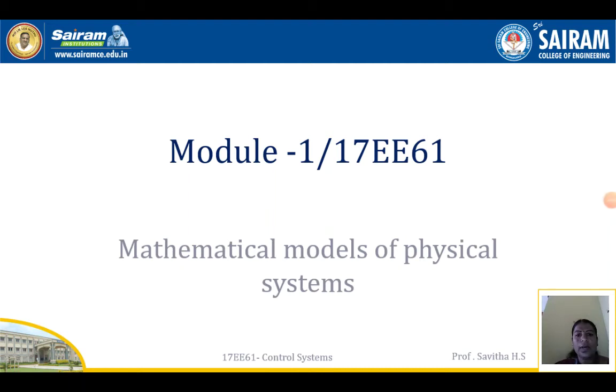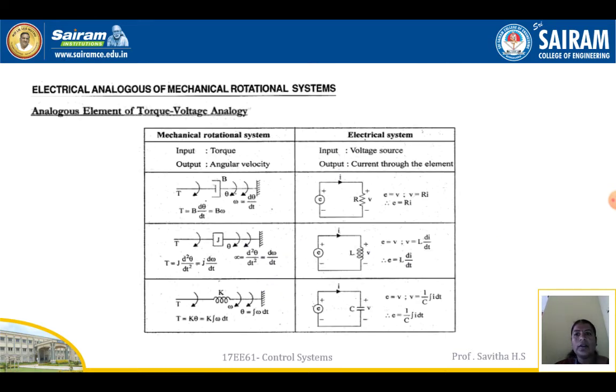We will continue module 1, mathematical models of physical systems. So, electrical analogous to mechanical rotational system. We studied until now the mechanical translation system, where we came across force voltage analogy and force current analogy. If we come to the mechanical rotational system, here there are two types: torque voltage analogy and torque current analogy.